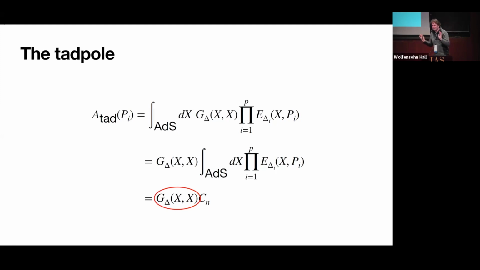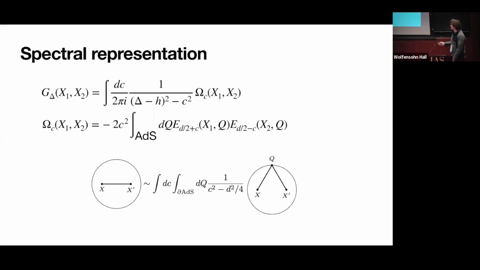Like, this is an example where we know how to compute this using other methods directly. But the point is that the strategy that I'm going to give you is applicable to graphs, to diagrams, that we can't compute directly. So what do we do? We first use the so-called spectral representation of bulk-to-bulk propagators.